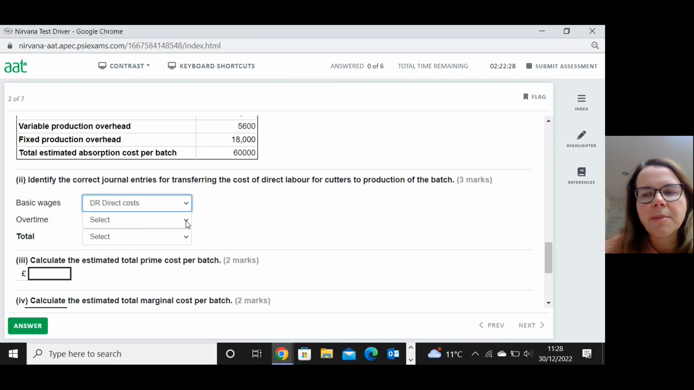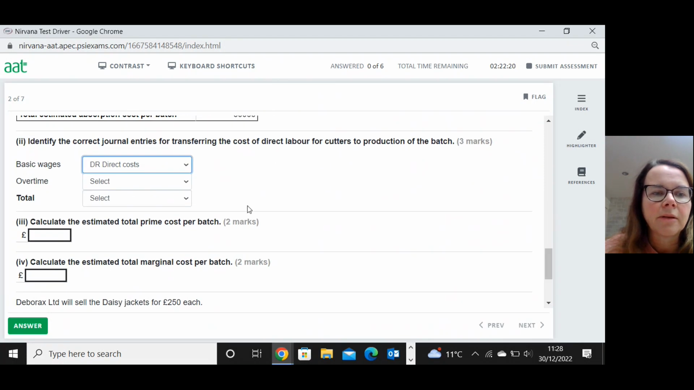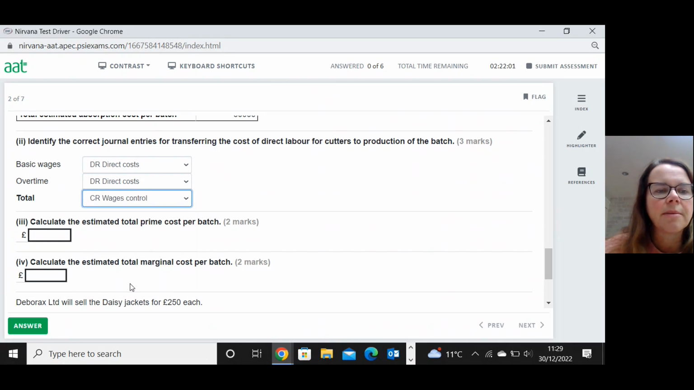And then overtime, if you remember, it told us that overtime is classed as a direct cost. So that must be a debit direct cost also. So then the total, which will be the sum of those two figures, must be a credit. And the question is, where am I going to credit it? Well, the only one that's at all meaningful here is the wages control, which makes sense, of course, because we know from level 2 that we go debit wages expense, credit wages control, and in effect, that's what we're doing here.